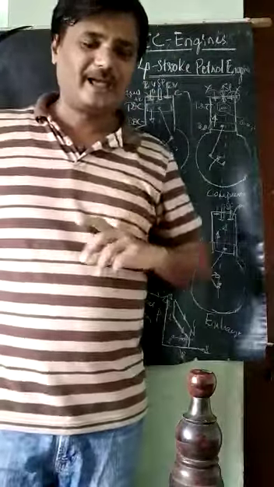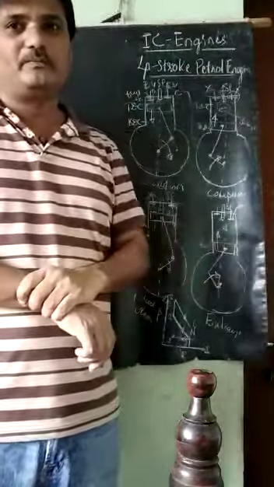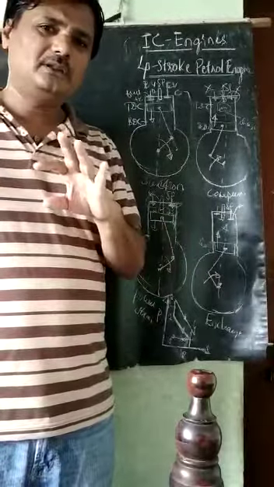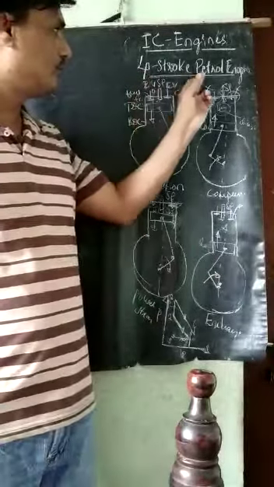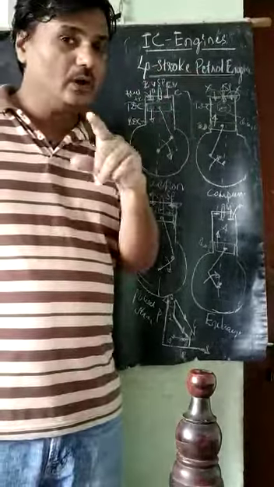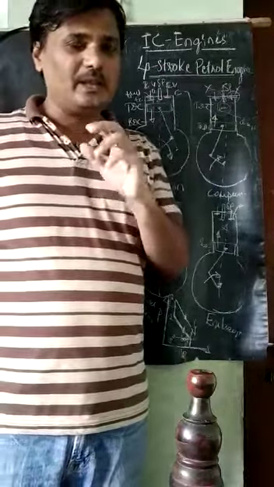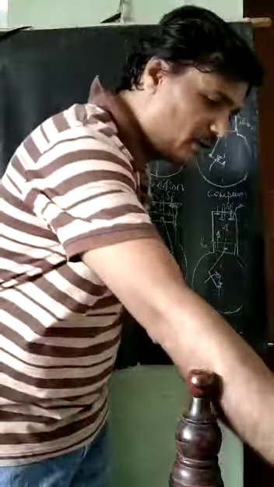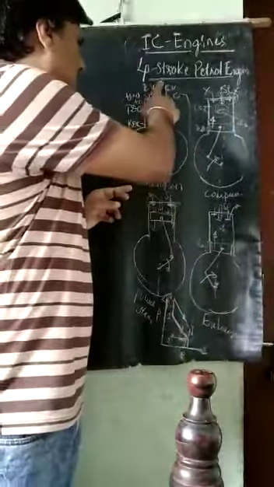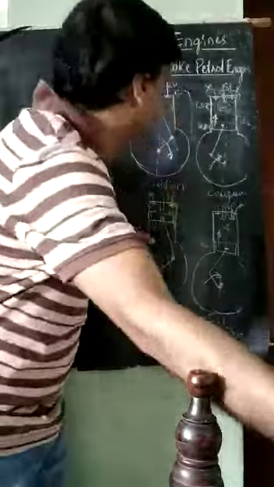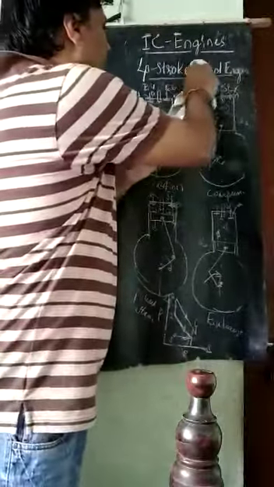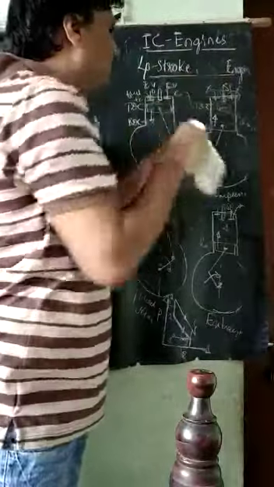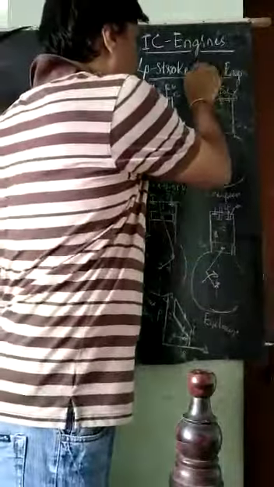Another very important point: we can convert this 4-stroke petrol engine into a diesel engine very easily. I will tell you a very simple method. What we have to do first is, in place of the spark plug, we change this one. In place of petrol, you make it diesel.